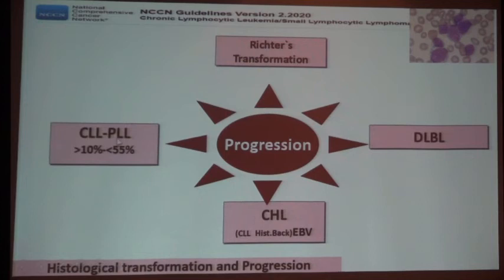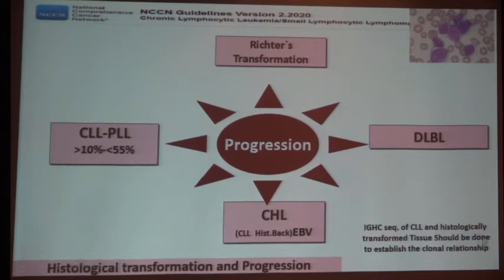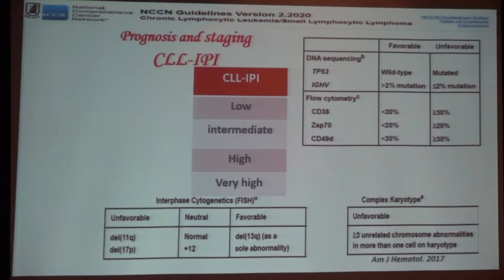CLL can turn into PLL, expressing prolymphocytes in the peripheral blood at more than 10 and less than 55 percent. The diagnosis is mandatory. We should do immunohistochemistry as well as IGH sequencing to compare the two clones: the original CLL clone as well as the abnormal clone. Do they have the same clonality or not? If it's the same clone, fine. If they have a different clonality, that means another clone is developing.